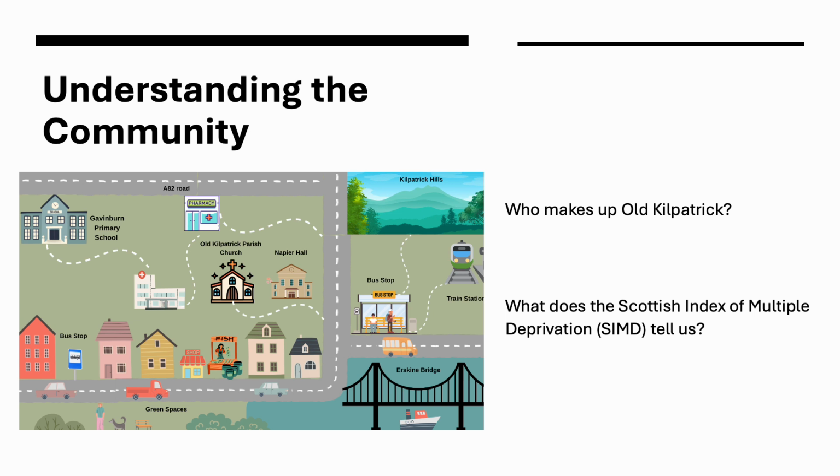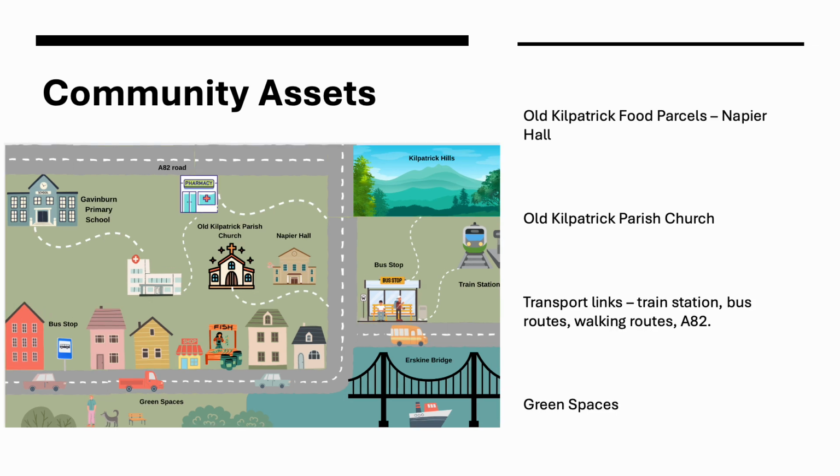Using community mapping alongside the SIMD data really helped me understand what these statistics mean in real life. It allowed me to connect the figures of deprivation and income levels with what I could actually see in the community. It made the data feel much more meaningful and helped me reflect on how these factors influence children. There are many assets the village has. I have decided to home in on a select few and I will analyse their effectiveness.